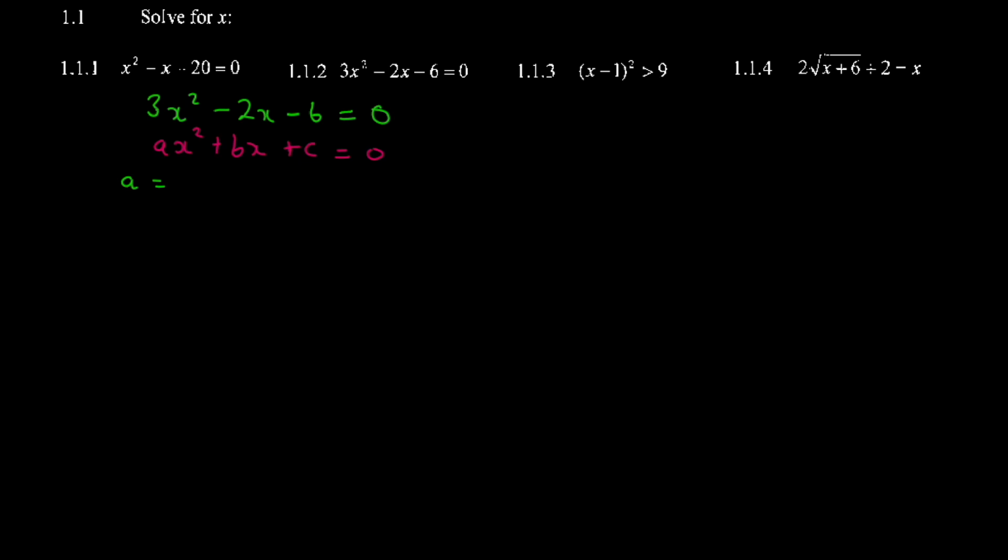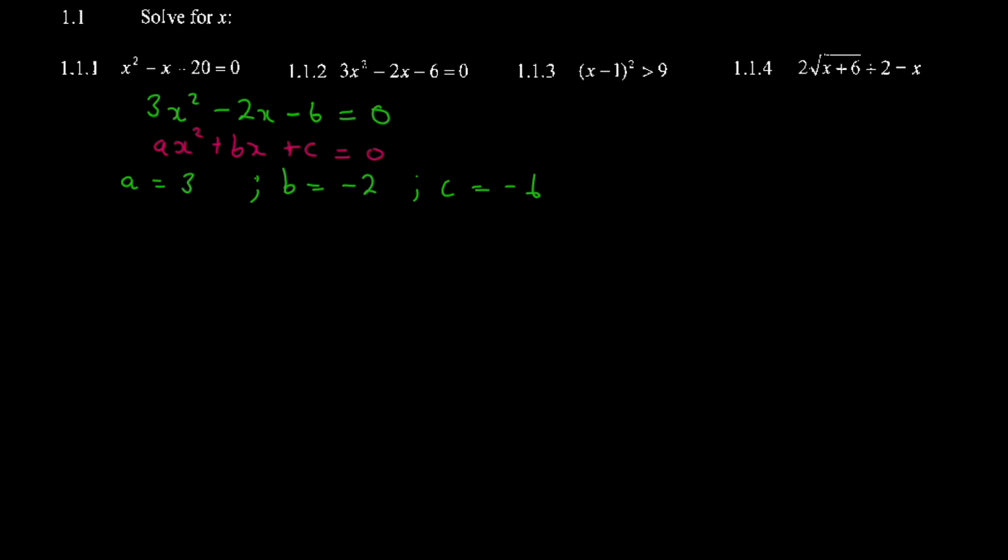In this case, a is equal to the coefficient of x squared, which is 3, and b is equal to the coefficient of x, which is -2. Remember, a number owns the sign to its left-hand side, so you're supposed to take the 2 with the negative as well. Then c is obviously -6.